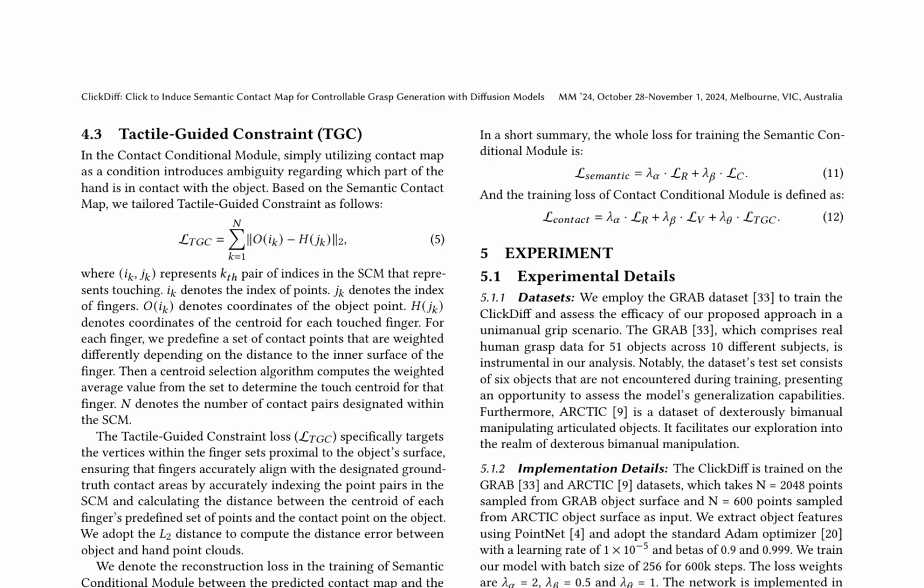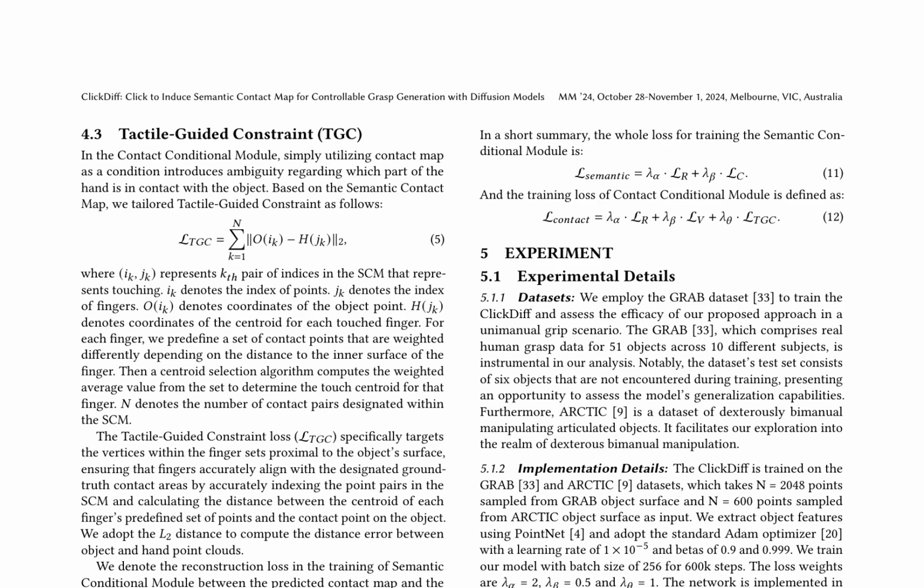The Contact Conditional Module and Semantic Conditional Module in the ClickDiff model employ a tactile guided constraint (TGC) loss function, which ensures accurate alignment of fingers with designated ground truth contact areas. The TGC loss, denoted as L_TGC, measures the distance between the centroid of each finger's predefined set of points and the contact point on the object.